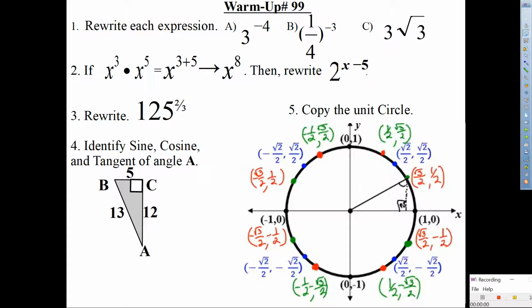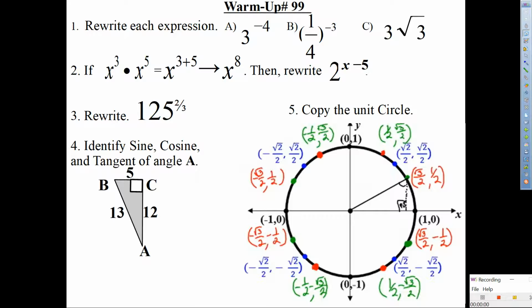Let's go. Warm-up 99 is on the screen. You should be able to do all of them by yourself. Number 1 says rewrite each expression. Part A is 3 to the negative 4. Part B is 1/4 to the negative 3. And part C is 3 square root 3. Number 2 says if x to the third times x to the fifth is the same as x to the 3 plus 5, which is x to the 8, then rewrite 2 to the x minus 5.